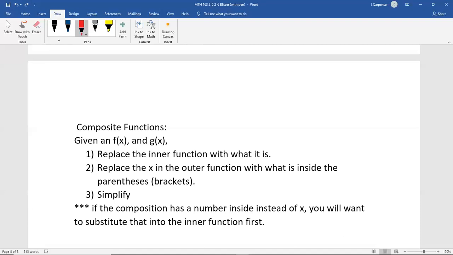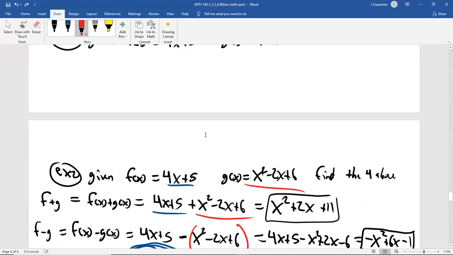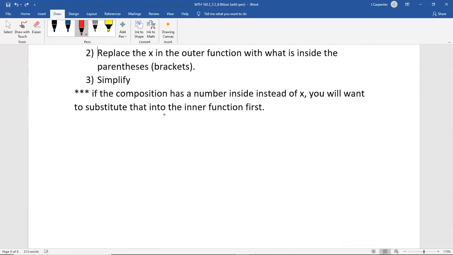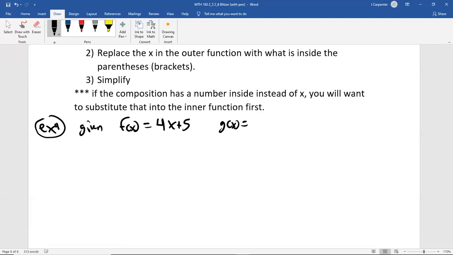And we're going to borrow the functions from example 2. So we're going to go back to these, the 4x plus 5 and the x squared minus 2x plus 6, but now we're going to stuff them inside of each other. So for example 4, given f of x is 4x plus 5, and g of x is equal to x squared minus 2x plus 6. Let's find f of g and g of f.